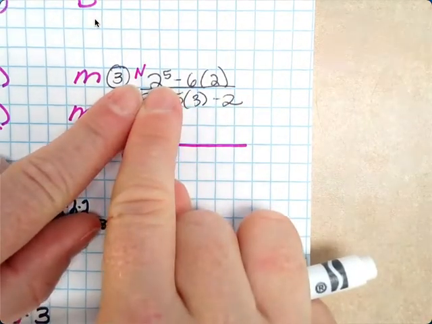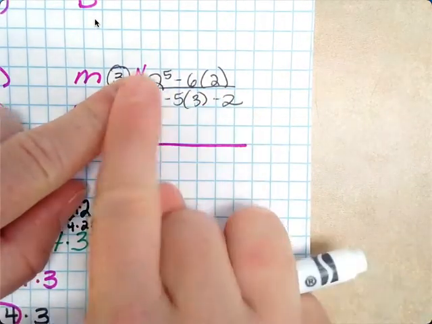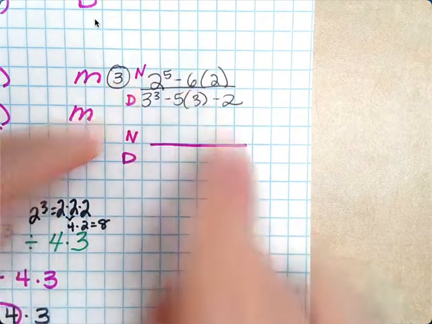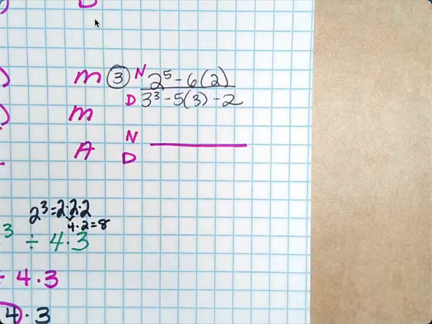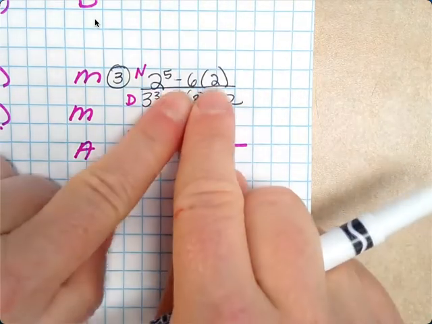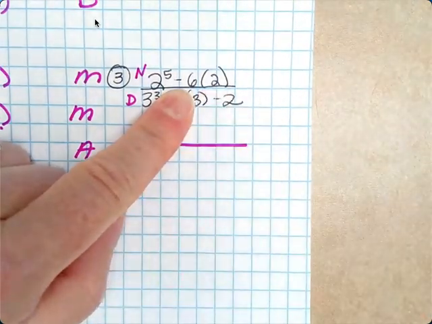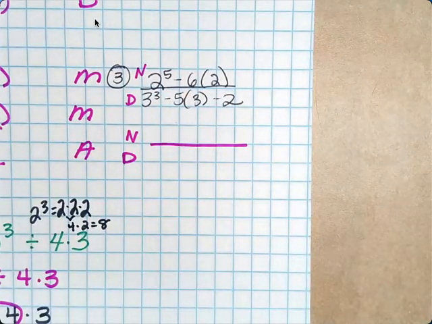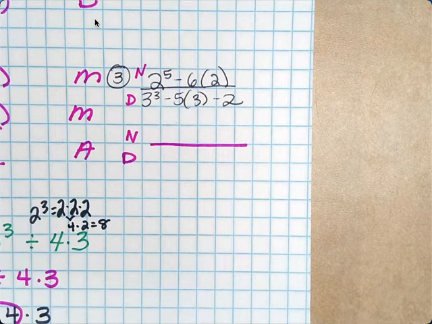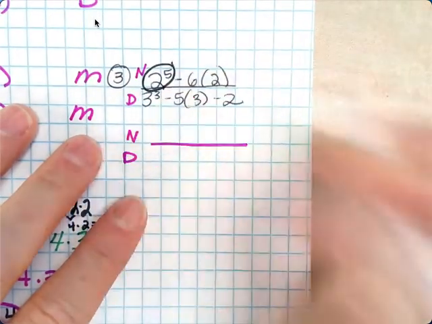So on the numerator, we're going to ignore our denominator right now. So 2 raised to the 5th minus 6 times 2. Inside the parentheses is just a 2. Can I do anything inside that? You do the exponent first. So 2 to the 5th power.